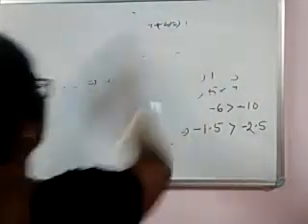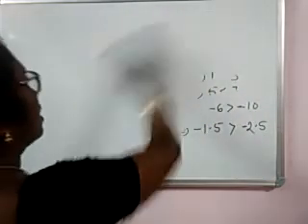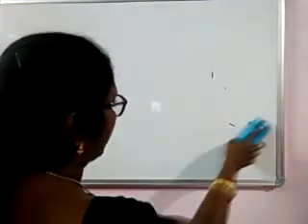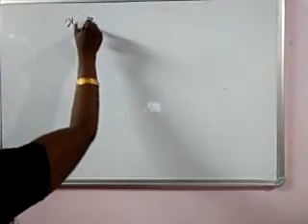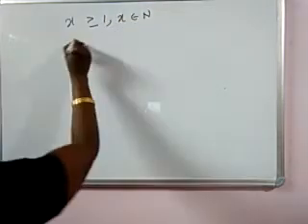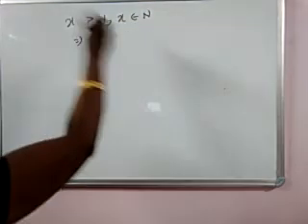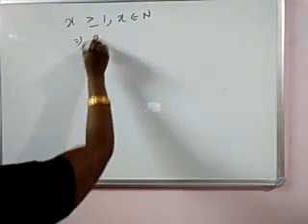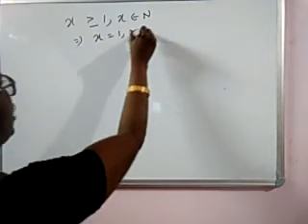How to solve a linear inequation? I will give you a very simple example. The meaning of this: x is greater than or equal to 1, x belongs to natural numbers. That means greater than 1 and also equal to 1. That means x equals 1, 2, 3, 4 and so on.